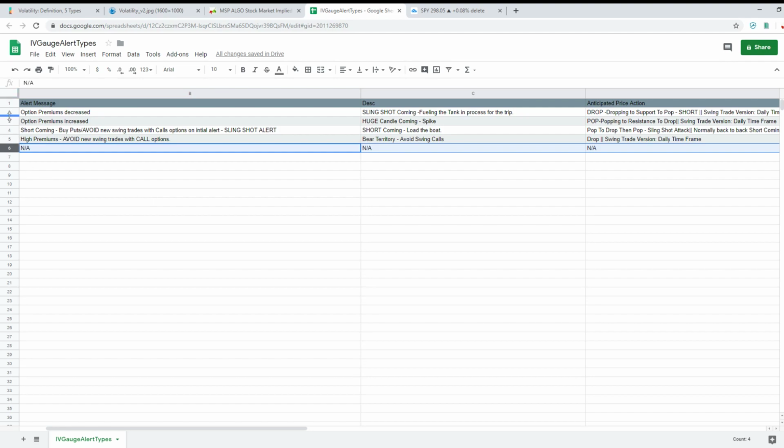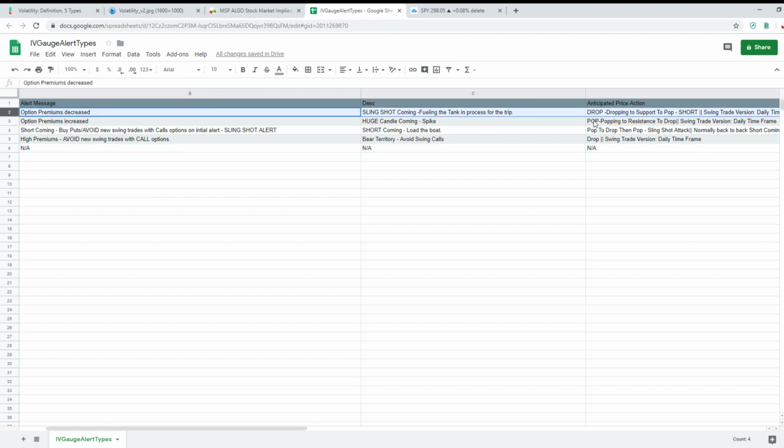Okay, so as you can see, we do have 3 columns. So this is the anticipated price action. When premiums decreased, it's dropping to support to pop. So normally that's a short. Then we have when the premiums increased, popping to resistance to drop. When the short coming, buy puts, avoid new swing trades.